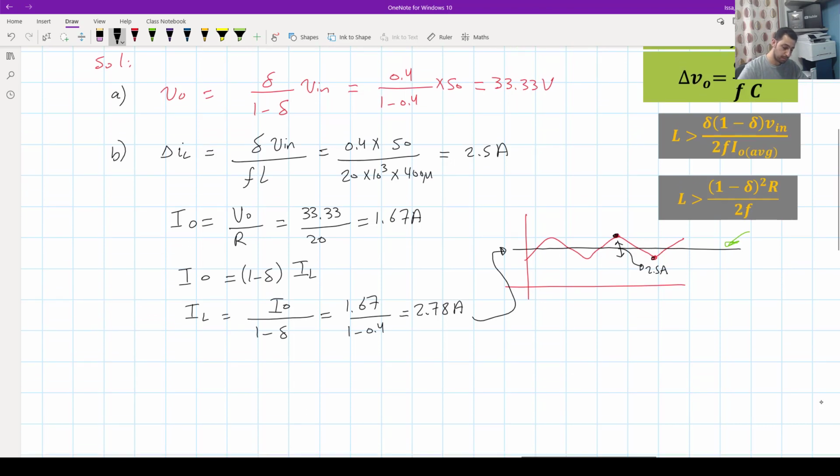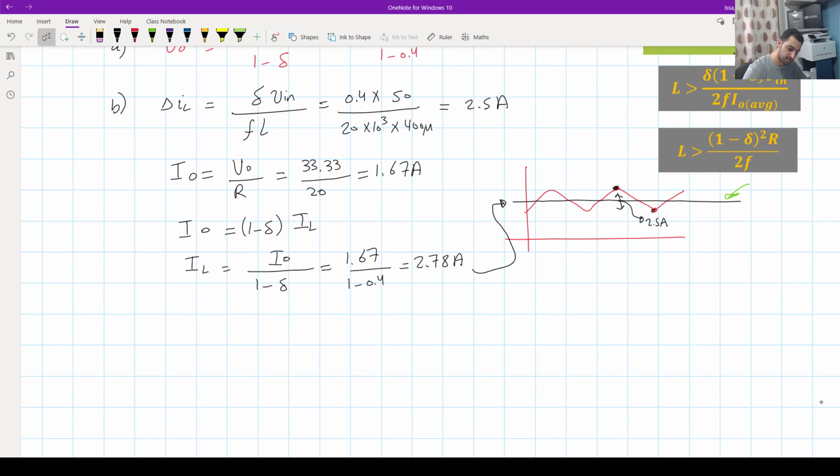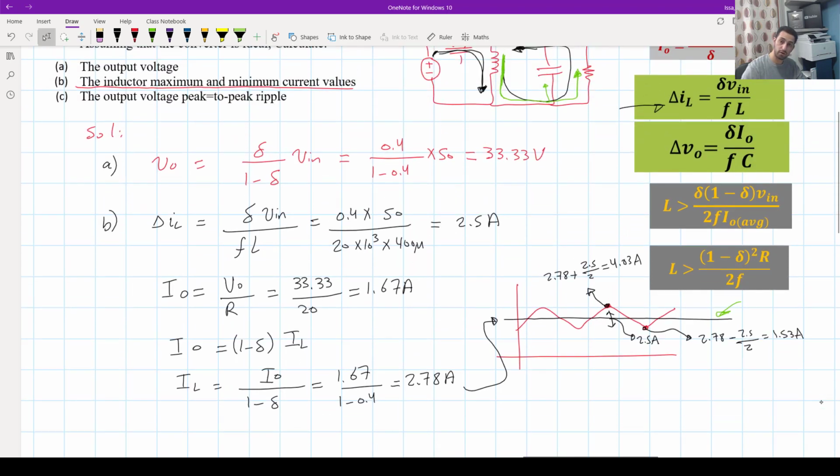Please remember always how to think about the question to start analyzing it and to see what other approaches to calculate the value that you want. So it is not just one approach, you have many approaches. So this is the value, and I think from there I can calculate the minimum and maximum. So what is the minimum and maximum? The maximum is 2.78 plus the ripple, which is 2.5 divided by 2, and that gives 4.03 ampere. The minimum is 2.78 minus 2.5 divided by 2, and that will give us a value of 1.53 ampere. And I think we're done for part B.